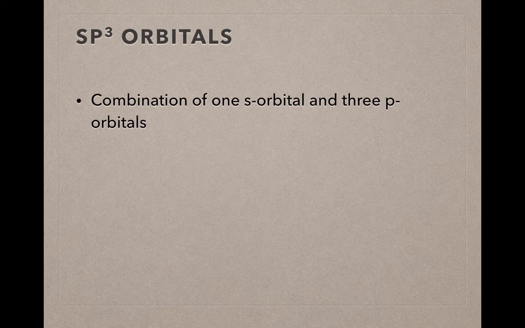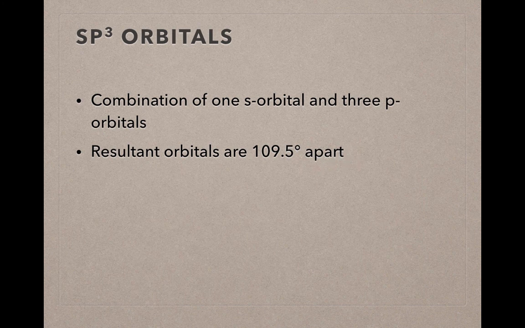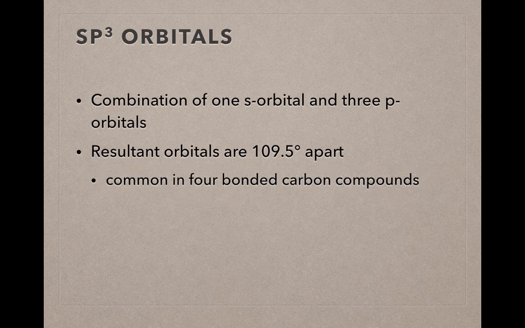This is a combination of 1 s orbital and 3 p orbitals. The resultant orbitals that we make turn out to be 109.5 degrees apart, just like we had in methane, or a tetrahedral geometry. This type of hybridization between an s and 3 p's is very common in 4 bonded carbon compounds, where you've got carbon bonded to 4 different things.